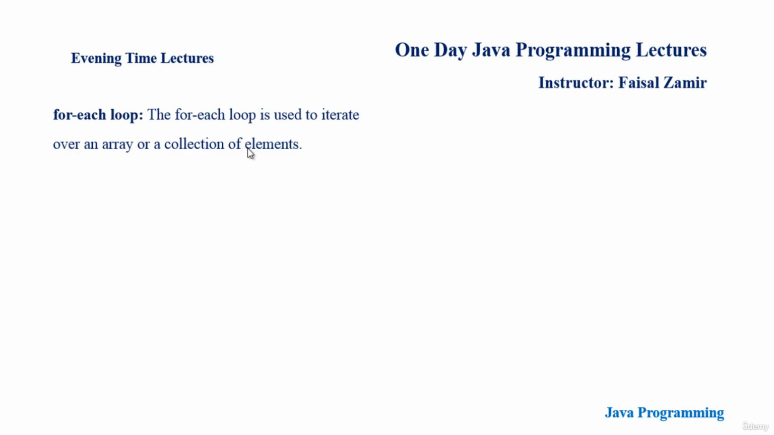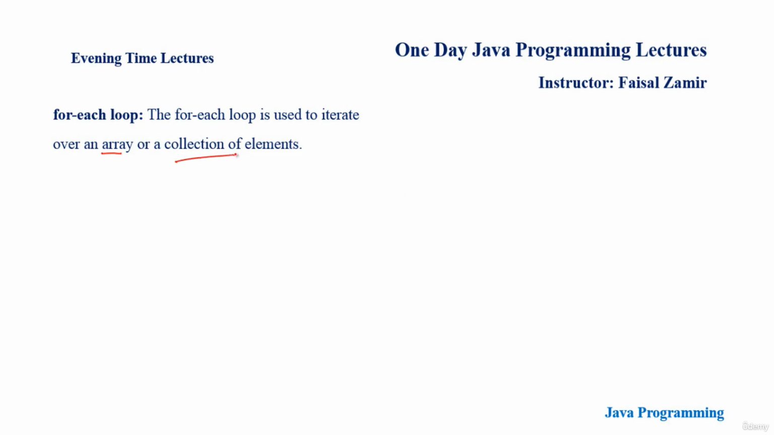Hi guys, in this video lecture we will learn about the for each loop, how you can work with it. We have already discussed the for each loop in the PHP course. If you have watched our PHP course, I discussed the for each loop working with arrays. You can also iterate other iterable objects. So the for each loop is used to iterate over an array or collection of elements.